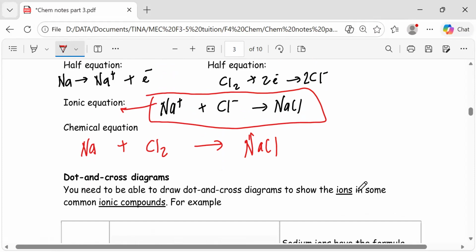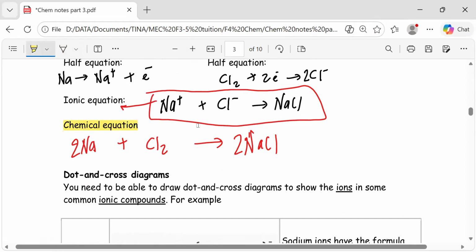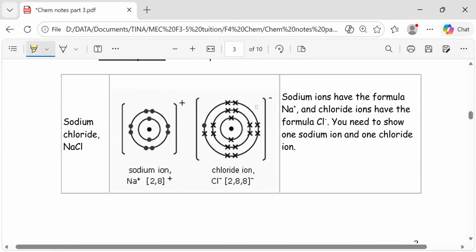So this is called a chemical equation. So you balance it, 2, 2. Can you understand? So there's chemical equation, half equation, ionic equation. All right. This is called a dot and cross diagram.